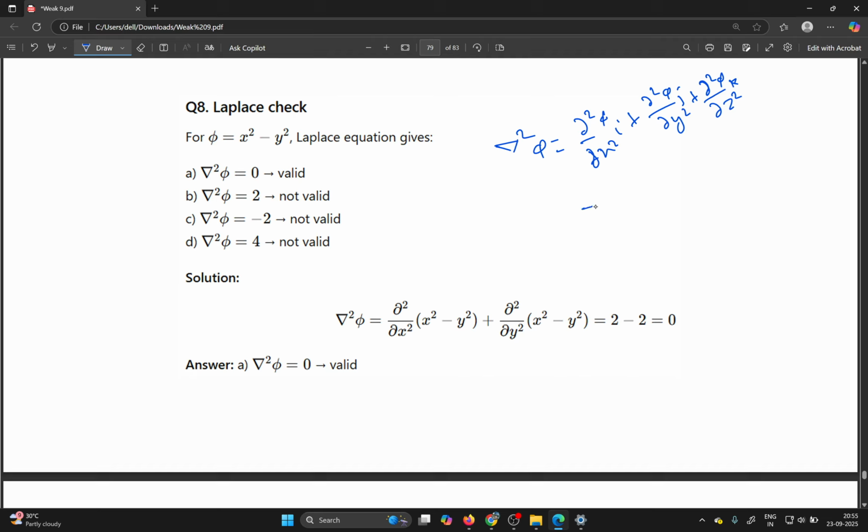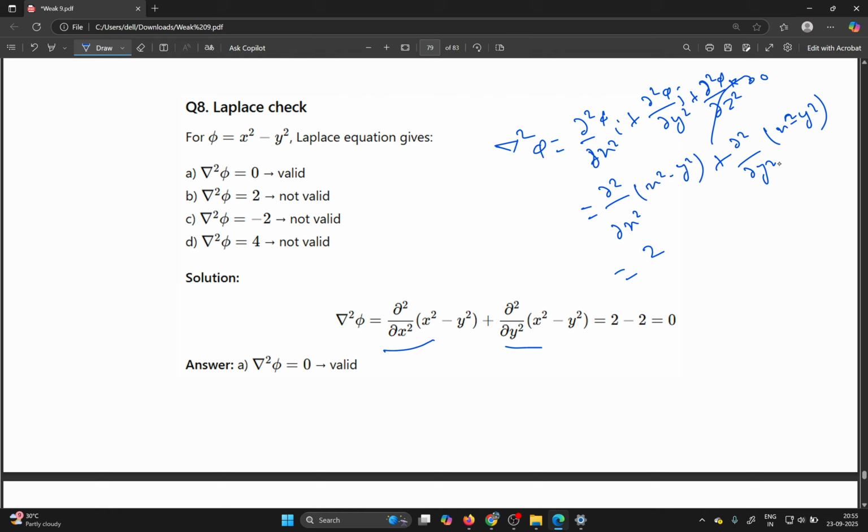So now you can think on that. Here we do not have the z term, so this will be neglected already. You have only x and y terms. In place of phi, you need to put x square minus y square: del square by del x square of phi plus del square by del y square of phi, where phi is x square minus y square.